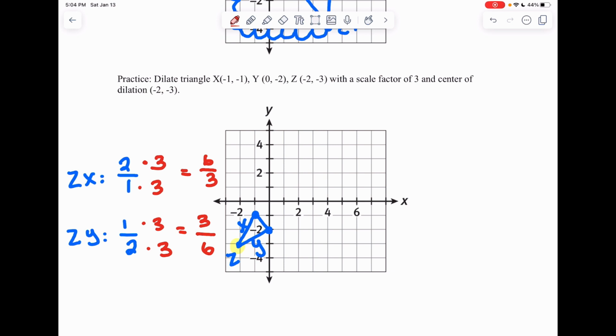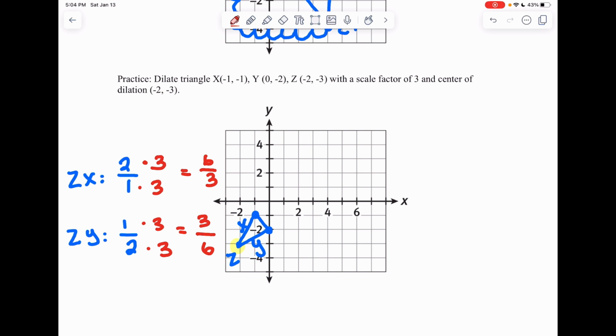All right, welcome back. I started by plotting the points of x, y, z. Since z is my center of dilation at -2, -3, I found the slope from z to x and from z to y. From z to x, you go up 2 boxes and over 1 for a slope of 2 over 1. And from z to y, you go up 1 box and to the right 2 boxes for a slope of 1 over 2.